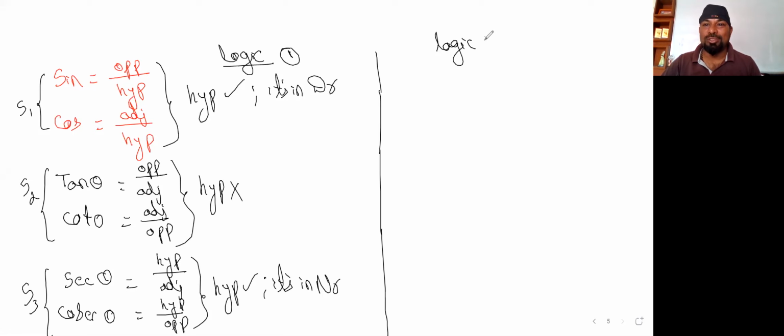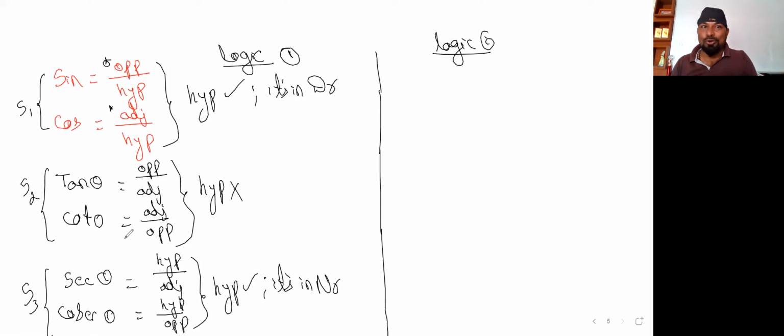Logic 2 also. What is that one? Always the opposite side comes first. If you see here, in sine, opposite is on top and hypotenuse is below. Opposite came first, check it. Since opposite is finished, now what is next? Adjacent. First opposite, then adjacent. So sin is opposite by hypotenuse. Cos is adjacent by hypotenuse.